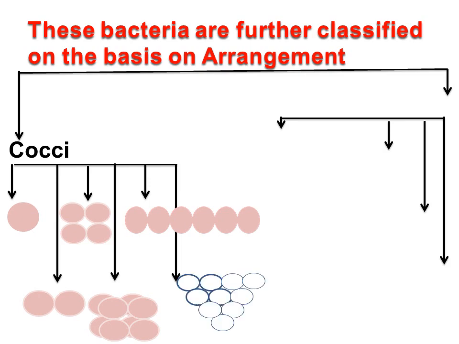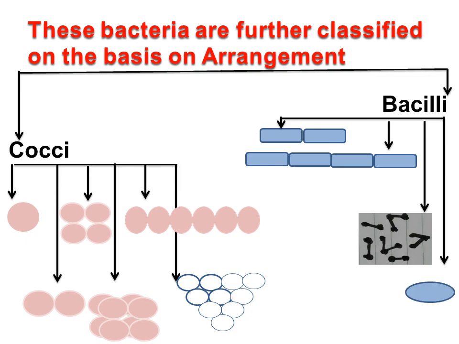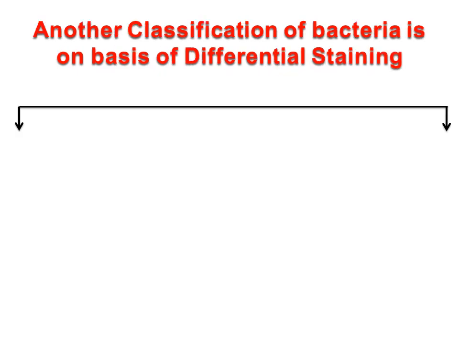Bacilli are classified further on basis of arrangement as diplobacilli arranged in pairs, streptobacilli, bacilli arranged in chains, Corynebacterium arranged at angles forming Chinese letter pattern, Cocobacilli. A Cocobacillus is a type of bacterium with a shape intermediate between cocci and bacilli. That is, they have very short rods which may be mistaken for cocci.